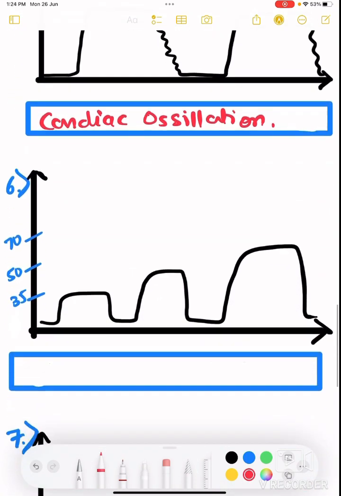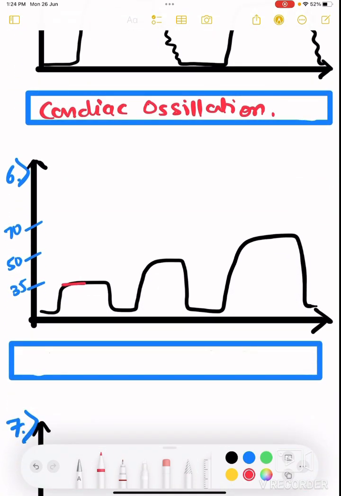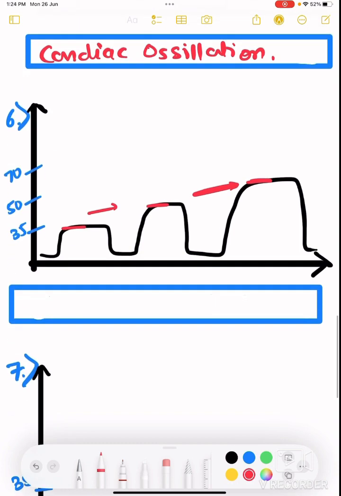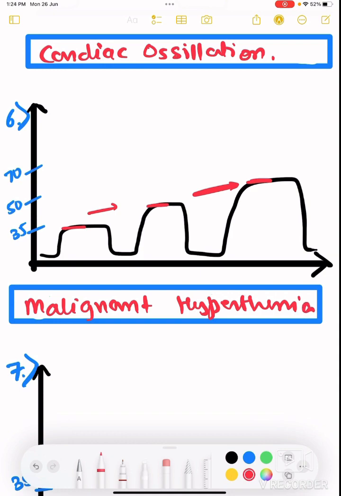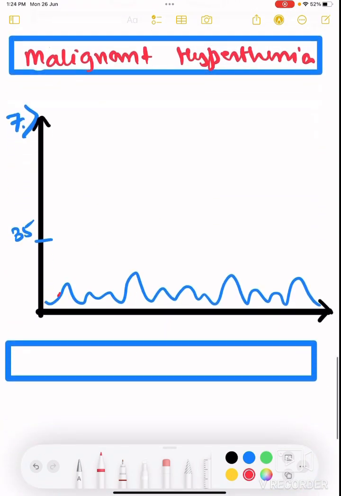Next is a graph, as you can see that in the first graph, the EtCO2 maximum is 35, then the next is 50 and another is 70. So it keeps on increasing. So where do we see it? We see it in malignant hyperthermia, right? Malignant hyperthermia. And the last graph, we can see that the graph doesn't look very particular like the normal EtCO2 graph, and EtCO2 is variable. We see it in CPR.